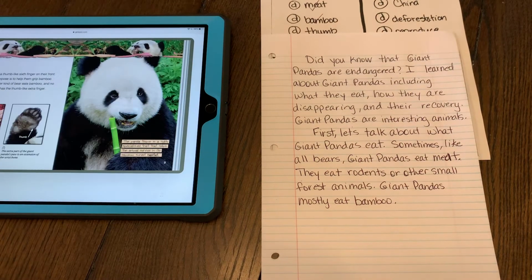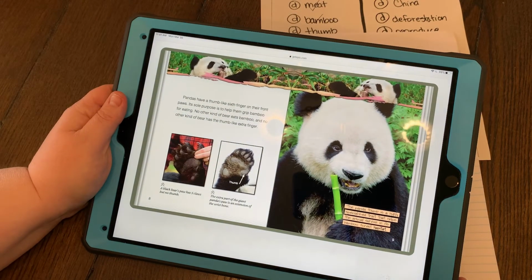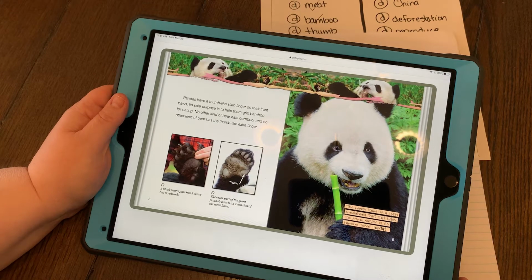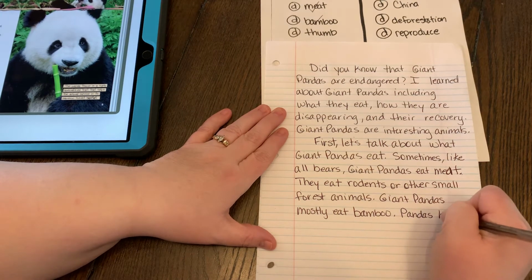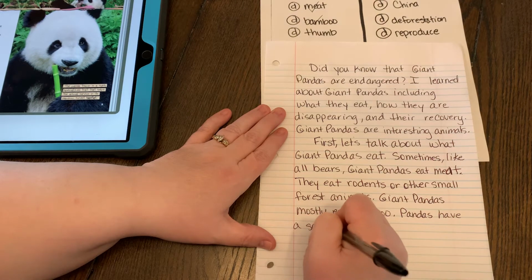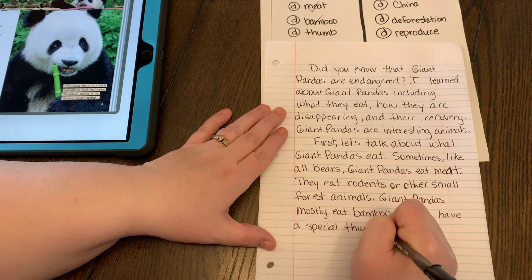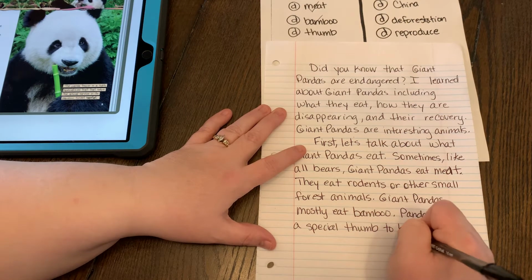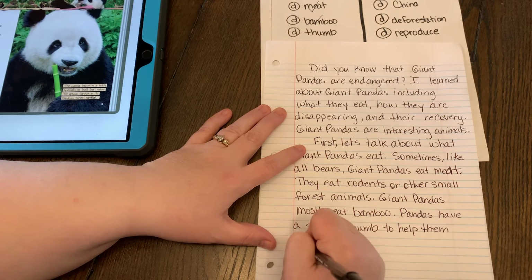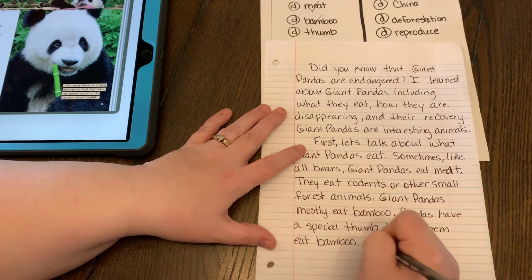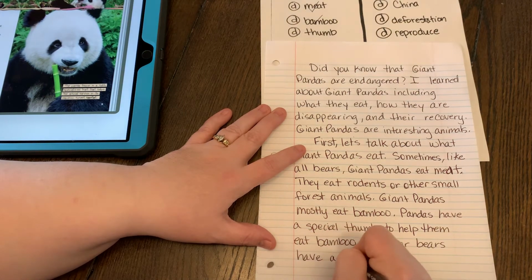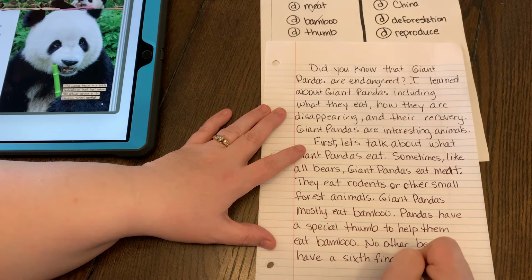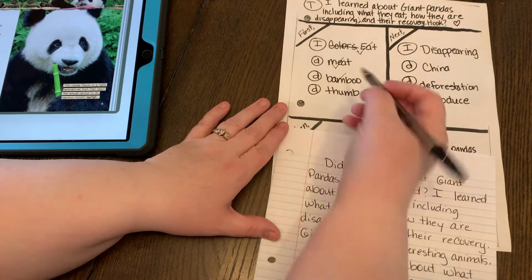Then it talked about their thumb. Let me see here. Pandas have a thumb-like 6th finger on their foot. Its sole purpose is to help them grip bamboo for eating. No other kind of bear eats bamboo, and no other kind of bear has a thumb-like extra finger. Pandas have a special thumb to help them eat bamboo. No other bears have a 6th finger. Isn't that neat? That is a cool fact. Okay, so I did thumb. I'm going to check it off.